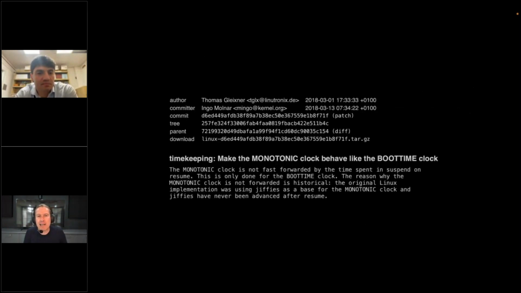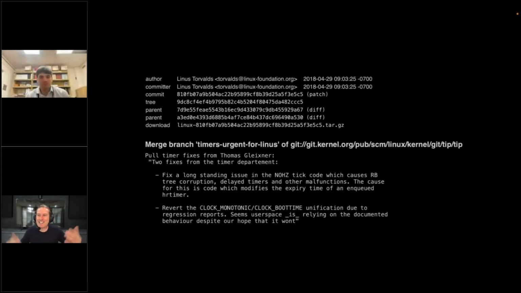And actually, there was a patch, Thomas Gleixner 2018. Let's make the monotonic clock behave like boot time. And it was really historical that clock monotonic didn't do this, and boot time is really what it should be. So obviously the kernel was patched, and then Linus reverted that, which is why it isn't patched today. So clock monotonic is not clock boot time.